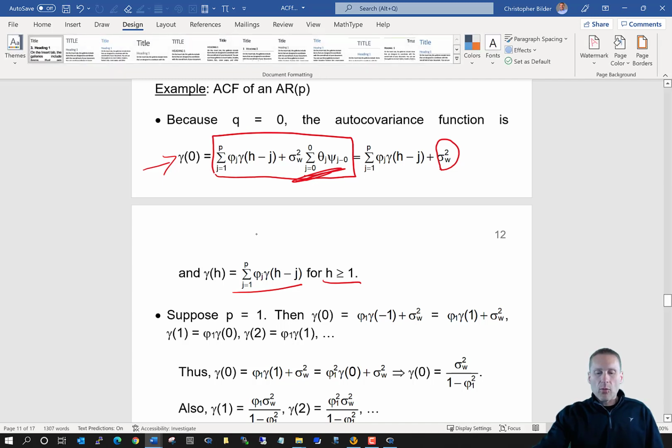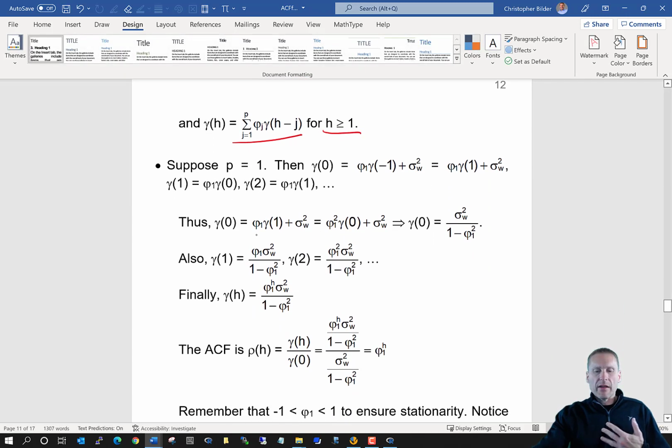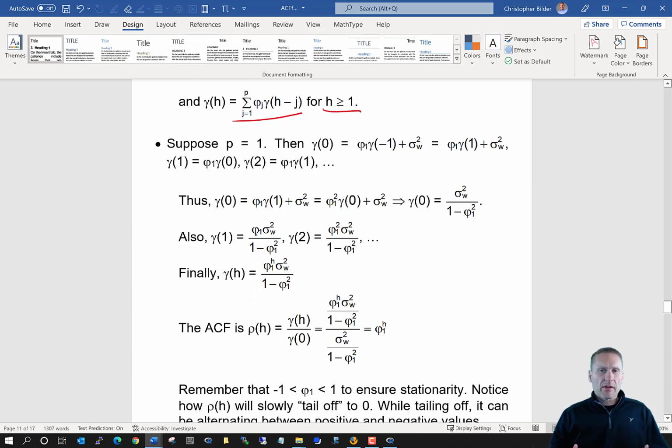So if p is equal to 1, we can go ahead and use this expression to find the autocovariance, and what we end up with is an autocovariance of lag 0 of sigma squared W over 1 minus phi 1 squared. Here's gamma of 1, gamma of 2, and so on. And what ends up happening, we've seen this before, the ACF is phi 1 raised to the h power.